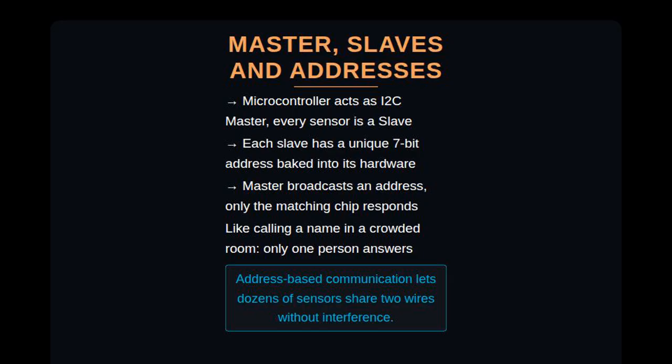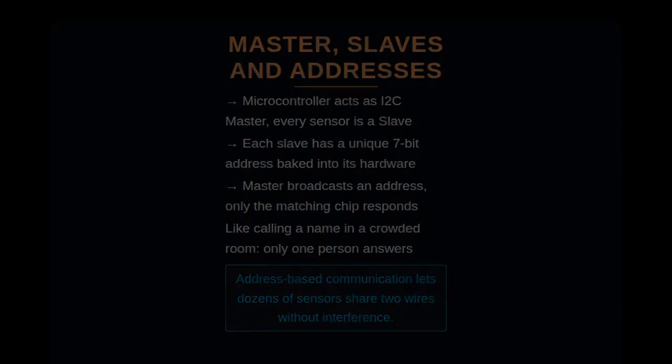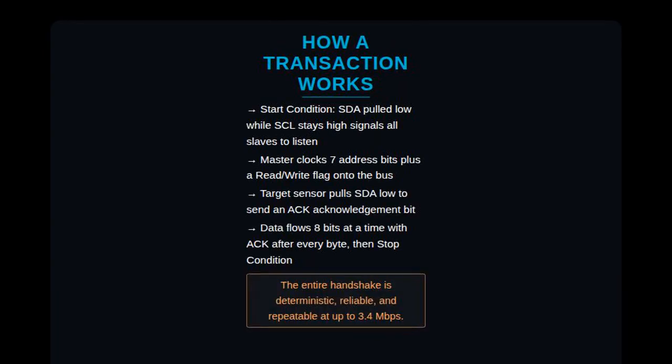Now, let's get specific about what's actually happening electrically. Both SDA and SCL lines are pulled high by default through resistors connected to your supply voltage. When nothing is being transmitted, the bus is idle. Both lines sit at logic high. The master initiates a communication sequence by pulling SDA low while SCL stays high. This is called the start condition, and every slave on the bus recognizes it as "pay attention, something is coming."